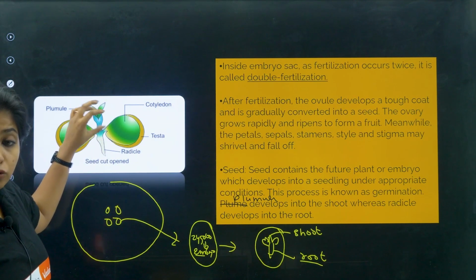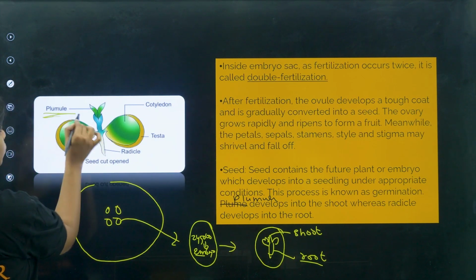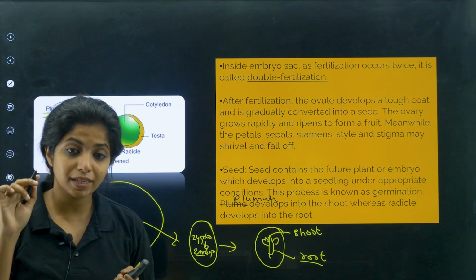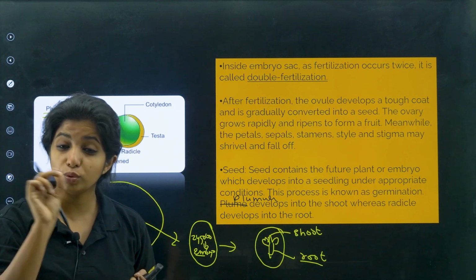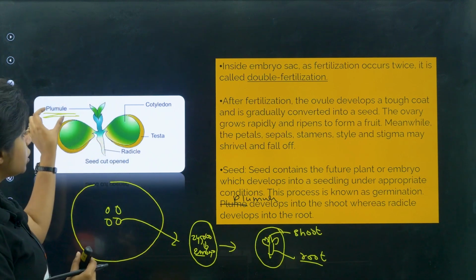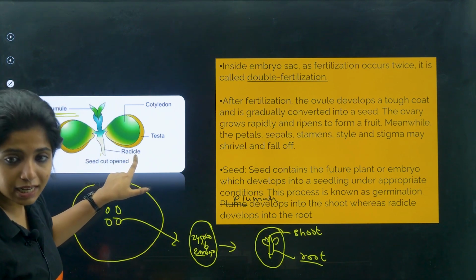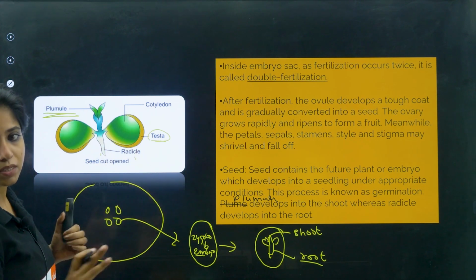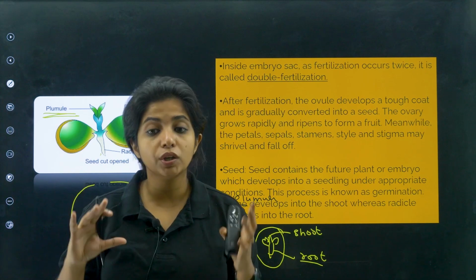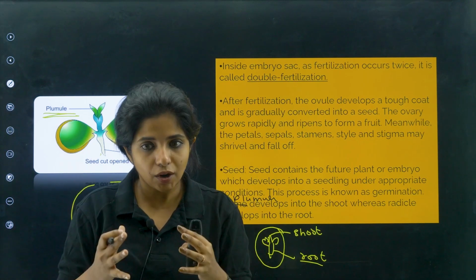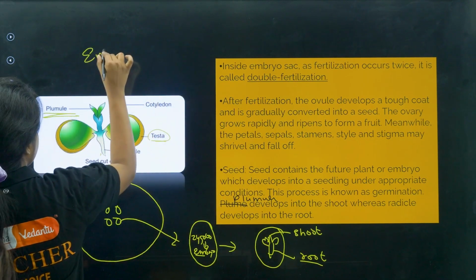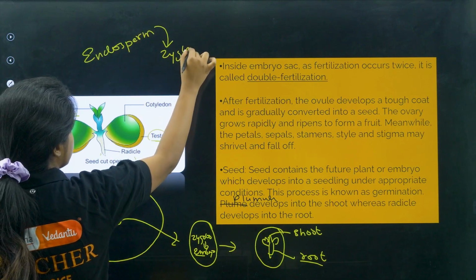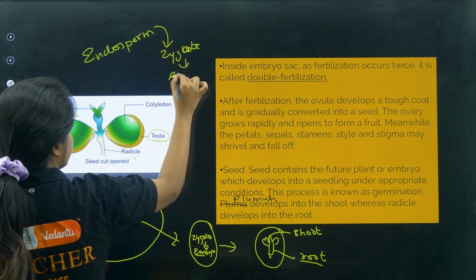The thing that gives rise to the shoot is known as the plumule. You were asked to label it. So this region is known as the plumule, whereas this region is known as the radicle, my dear children. The testa is the covering of the seed. You have testa and tegmen, the coverings of the seed. Now I told you, initially you had endosperm to nourish the zygote to form an embryo.